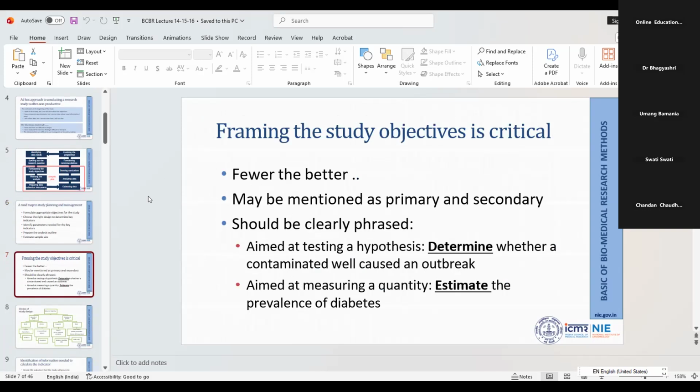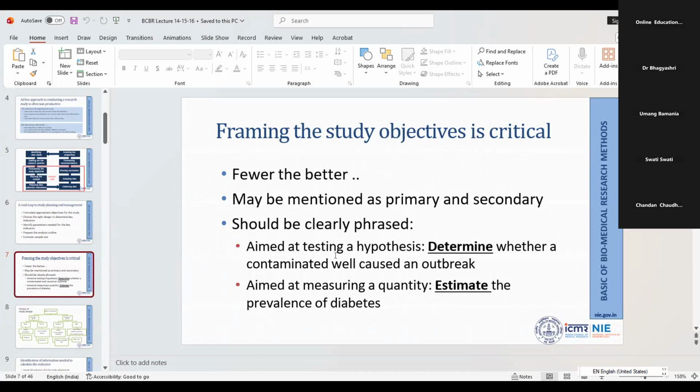So first is framing the study objective, which is a very crucial and critical part of our study. Generally, it is a principle that fewer is better. Sometimes a researcher is very enthusiastic and keeps so many objectives. So in the end, there will be so much confusion about what to study and what analysis should be done. So it is better to keep 2 or 3 objectives in our project, and they can be mentioned as primary and secondary.